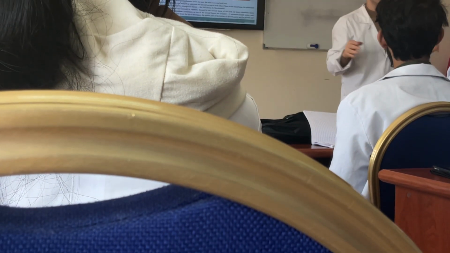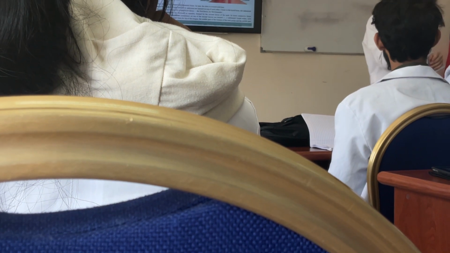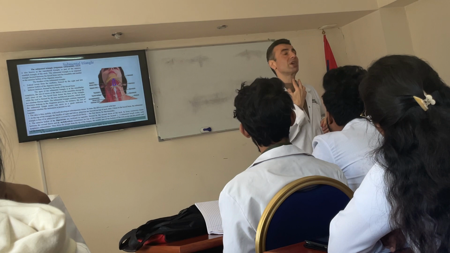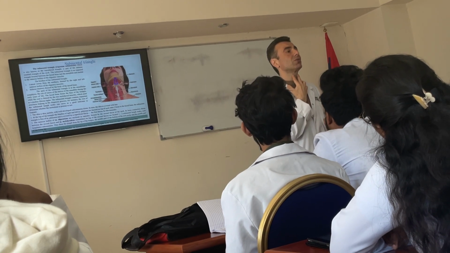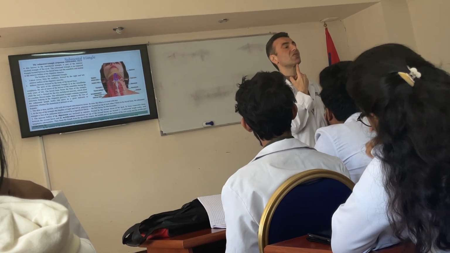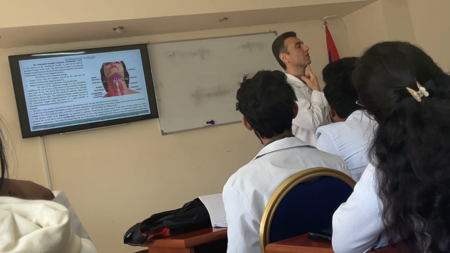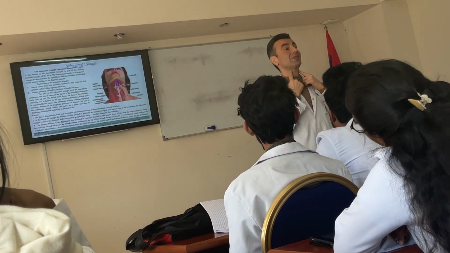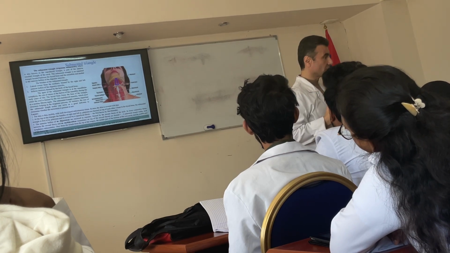Just listen. Submental triangle is directed by tip upwards, by base downwards. The base of this triangle is the body of your hyoid bone. The tip of this triangle is the mental protuberance of the mandible. From two sides, it is bordered by the anterior bellies of the digastricus muscle.